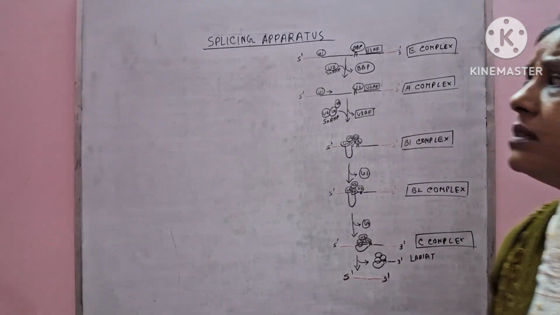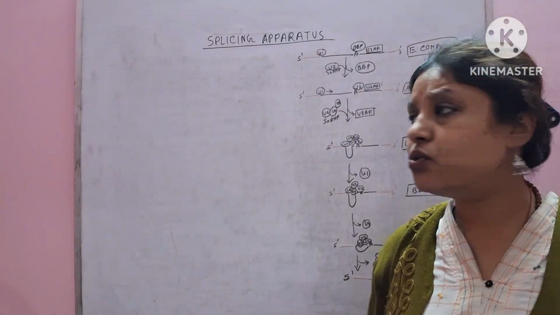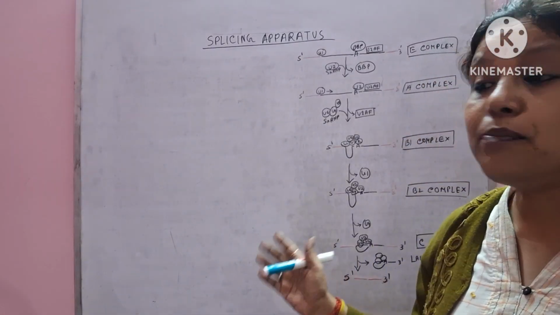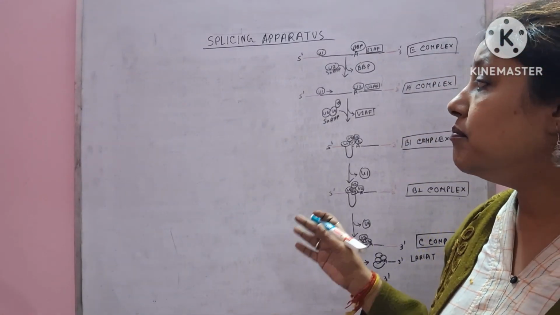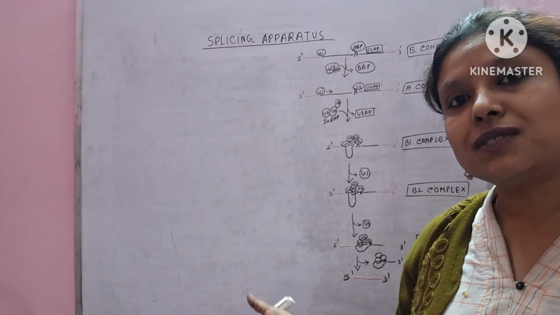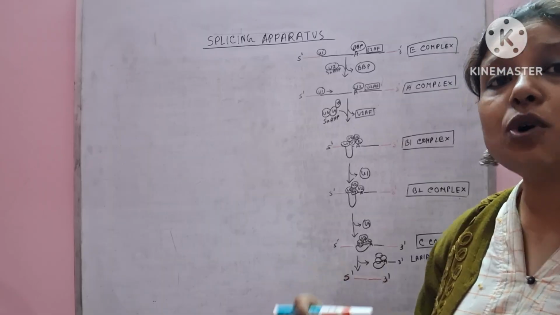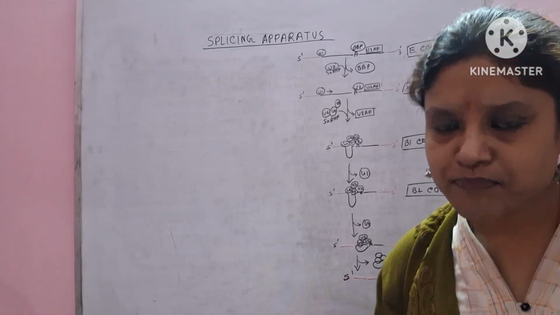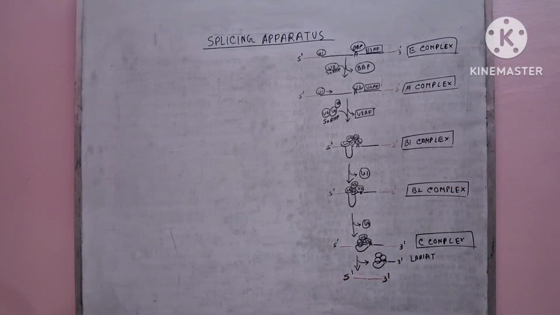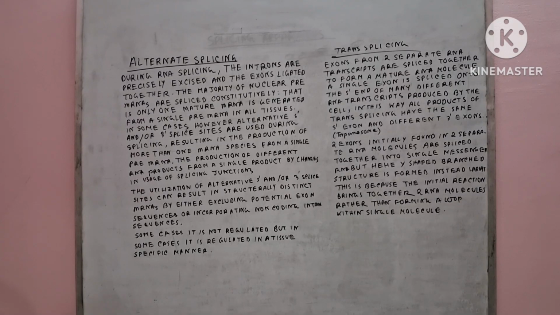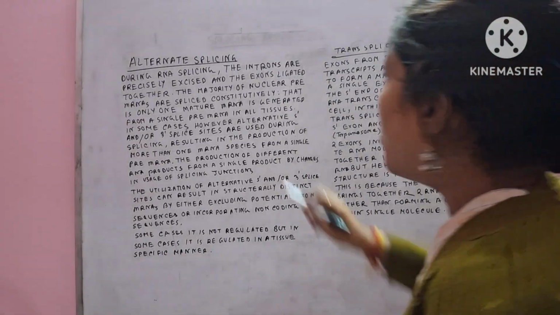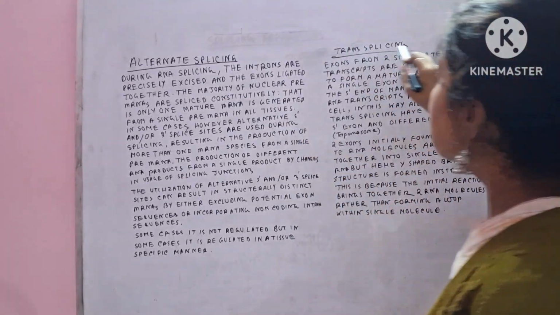And in this video I will try to explain the splicing process, obviously, but the main splicing process I have already explained. Here there are two other types of splicing, so I will try to explain those. Okay, so continue with me. Here this is alternate splicing and this is trans splicing.